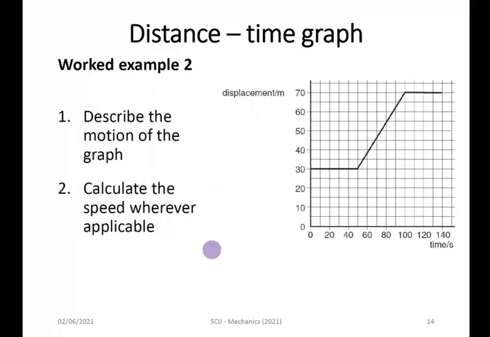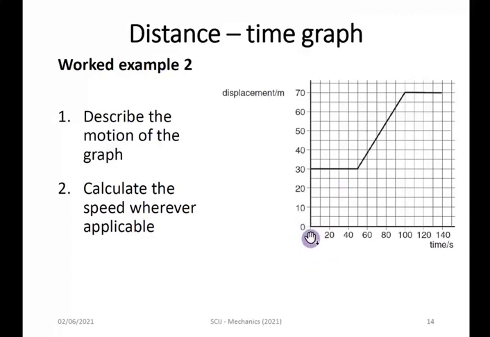Let's look at the second example. We have another distance time graph. We are going to describe the motion on the graph and calculate the speed wherever applicable. The displacement or the distance is measured in meters and the time is also measured in seconds. So this is for the graph.